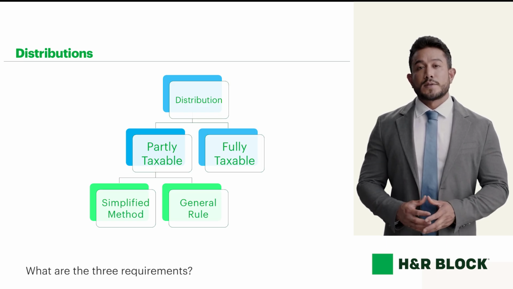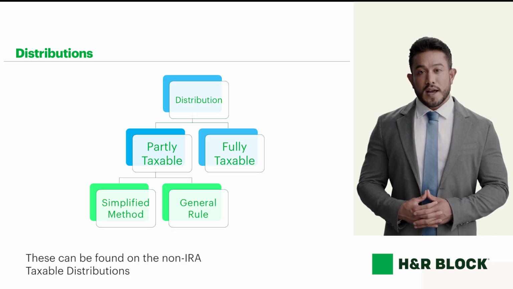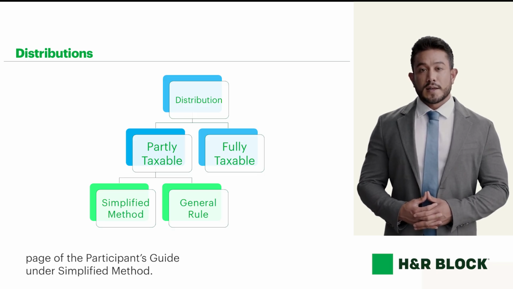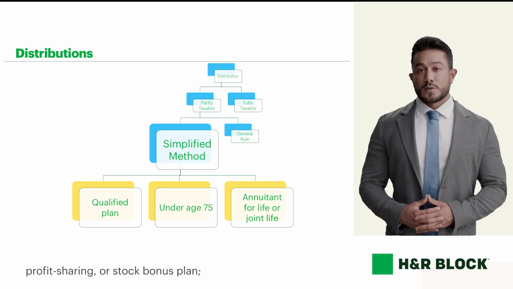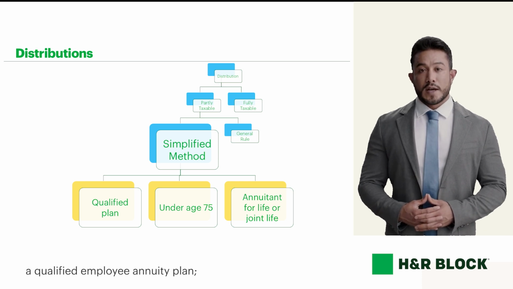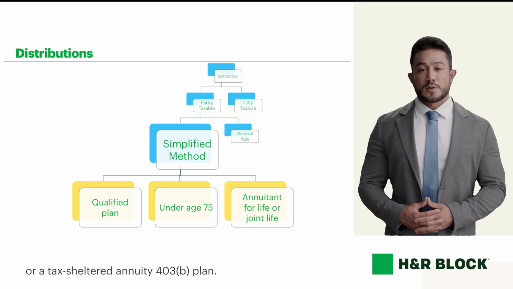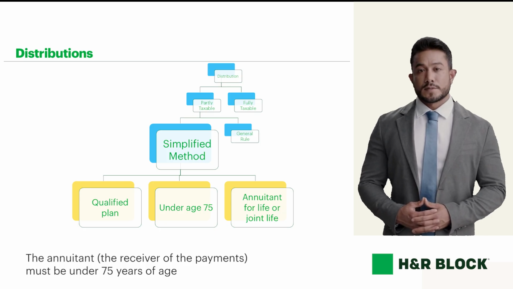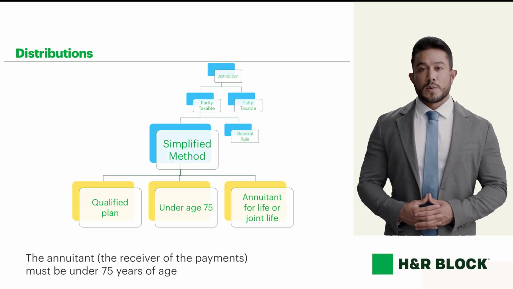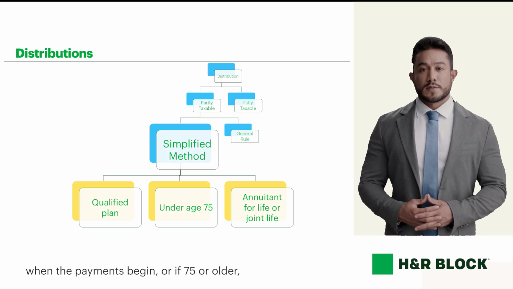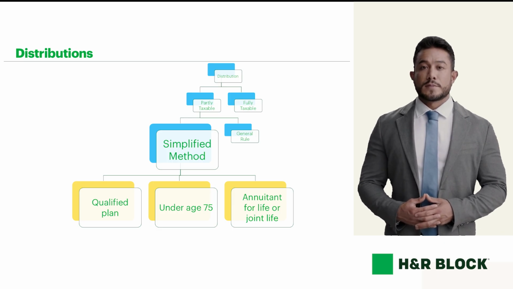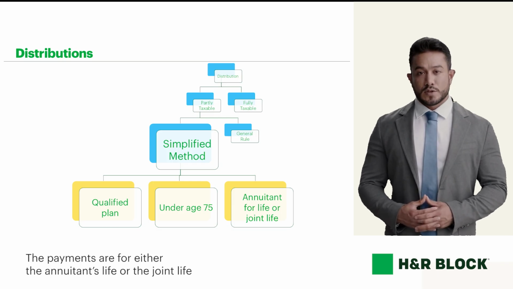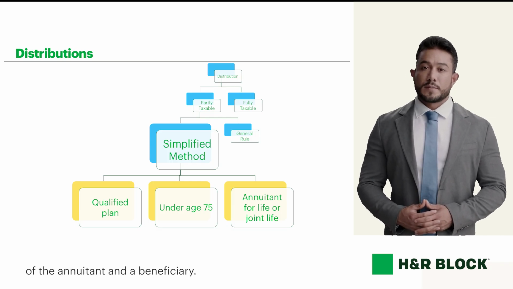What are the three requirements? These can be found on the non-IRA taxable distributions page of the Participants Guide under Simplified Method. The payments must be from a qualified pension, profit sharing, or stock bonus plan, a qualified employee annuity plan, or a tax-sheltered annuity 403(b) plan. The annuitant, the receiver of the payments, must be under 75 years of age when the payments begin, or if 75 or older, there must be fewer than 5 years of guaranteed payments. The payments are for either the annuitant's life or the joint life of the annuitant and a beneficiary.